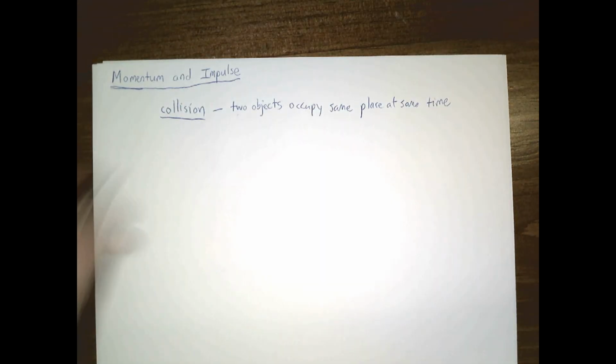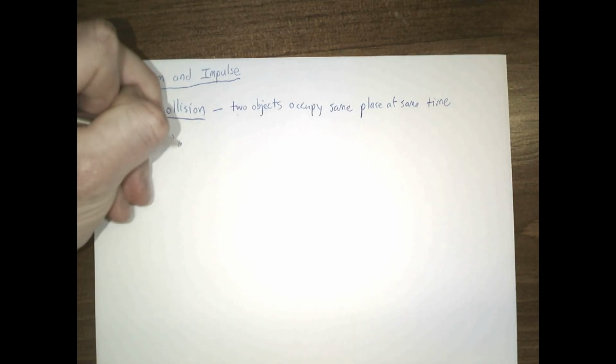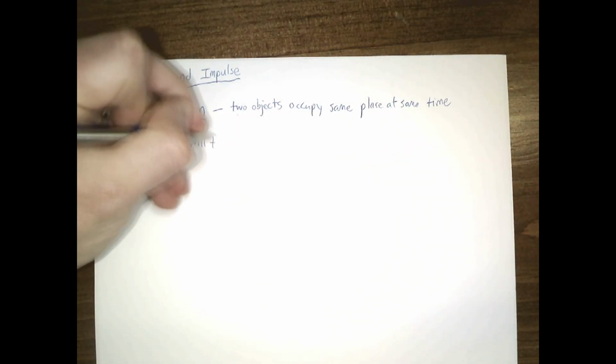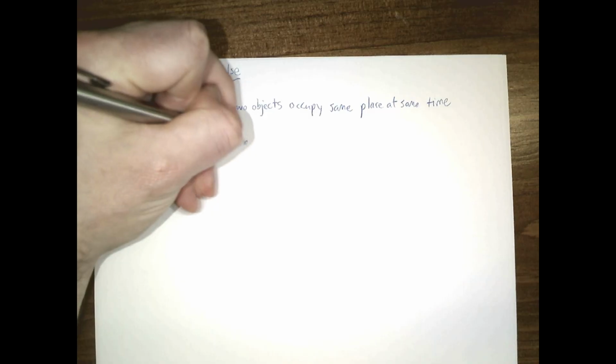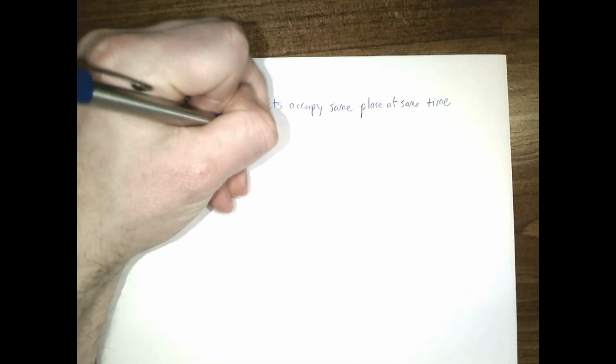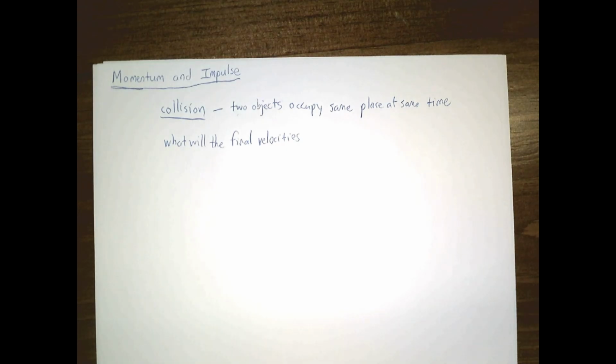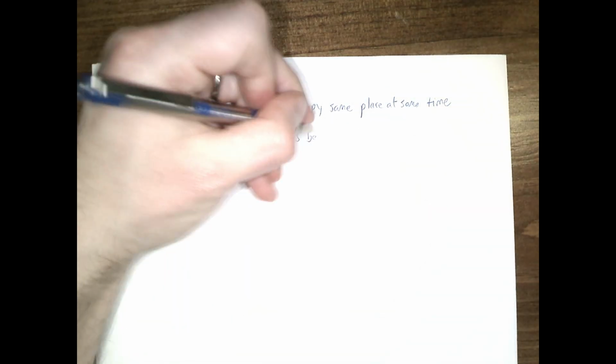So we want to be able to predict. A typical thing we want to ask about a collision is, what will the final velocities be? After they crash, how fast will the objects be going? Especially if we know how fast they were going before the collision.